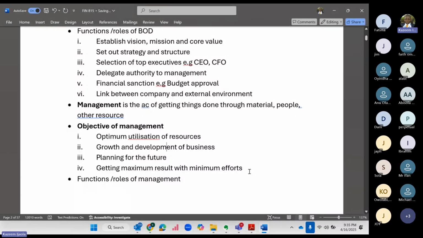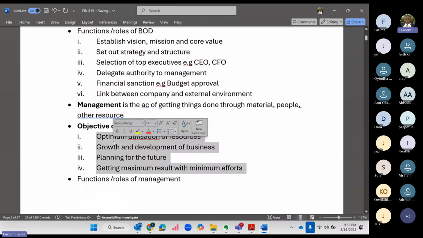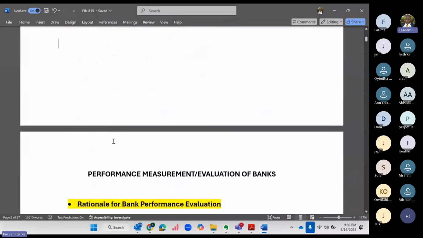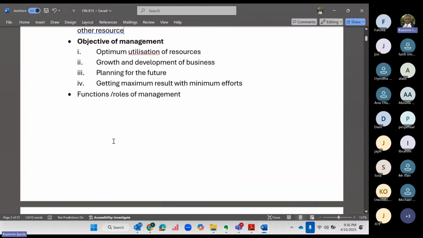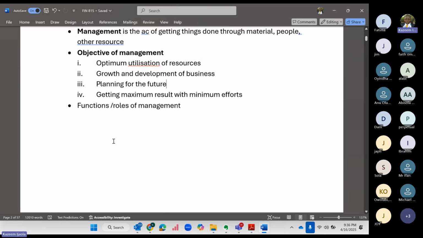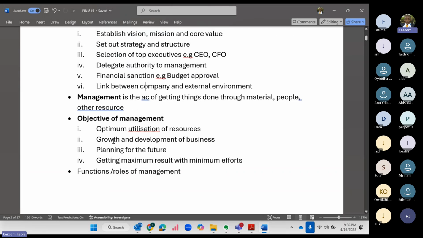So what management needs to ensure, for example, when directors appoint a CEO, they give them some form of a KPI, a target of what they expect them to achieve. I'm sure we can now list the roles of management based on the little things I've just explained. These are likely questions that they might ask again on this. So let me move on.